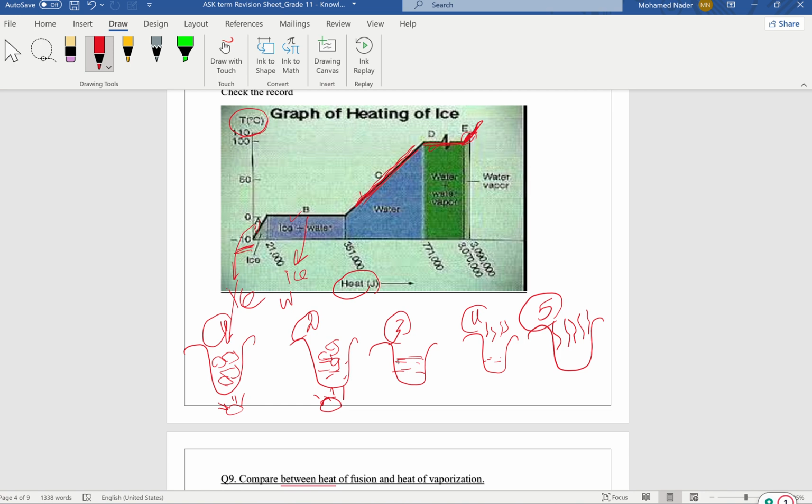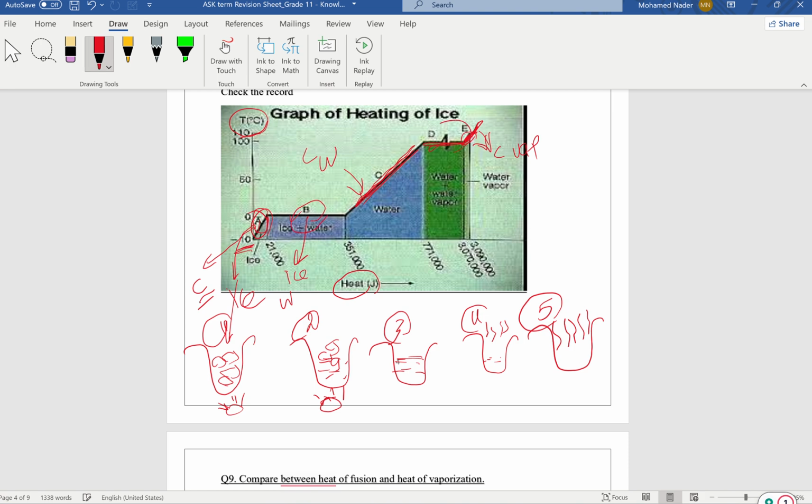So each one of these has specific requirements or specific terms. Like we can say here, if I want to know where the specific heat of ice is, it will be A, because the specific heat is known as the total amount of heat required to increase the temperature by 1 degree Celsius. So this will be the amount of heat to increase the ice by 1 degree Celsius. And here we call it the specific heat of water, and here we have the specific heat of vapor.